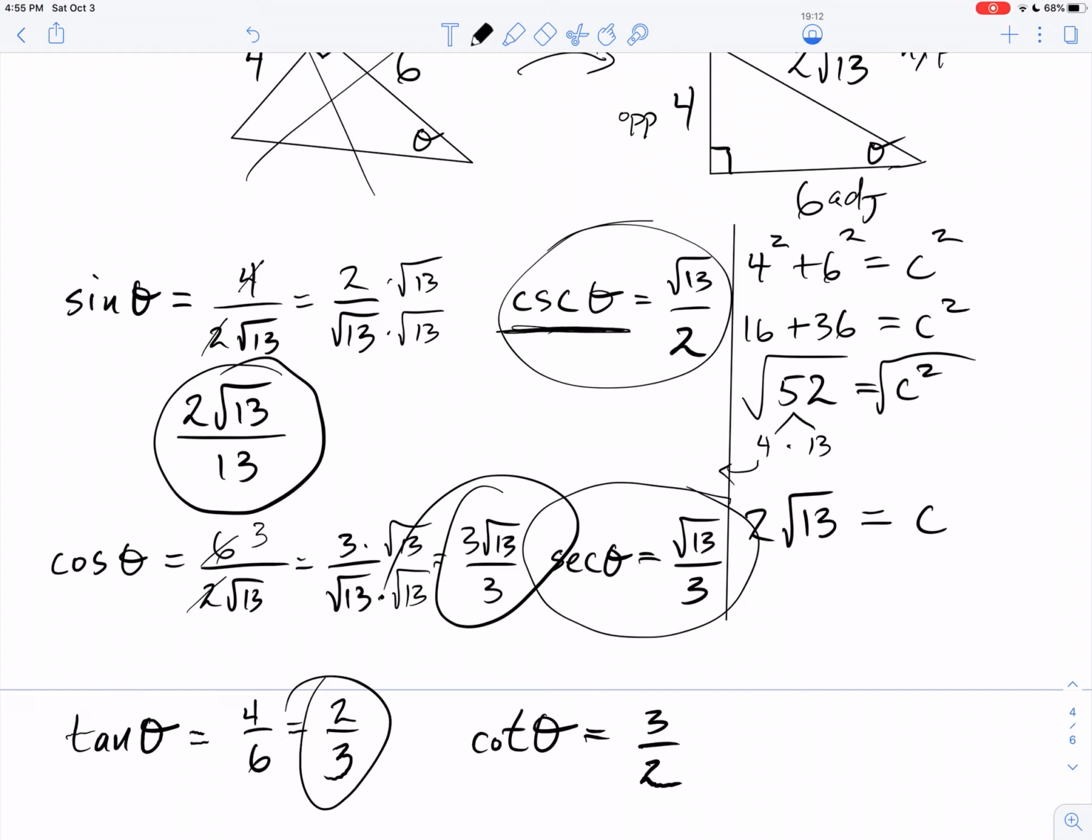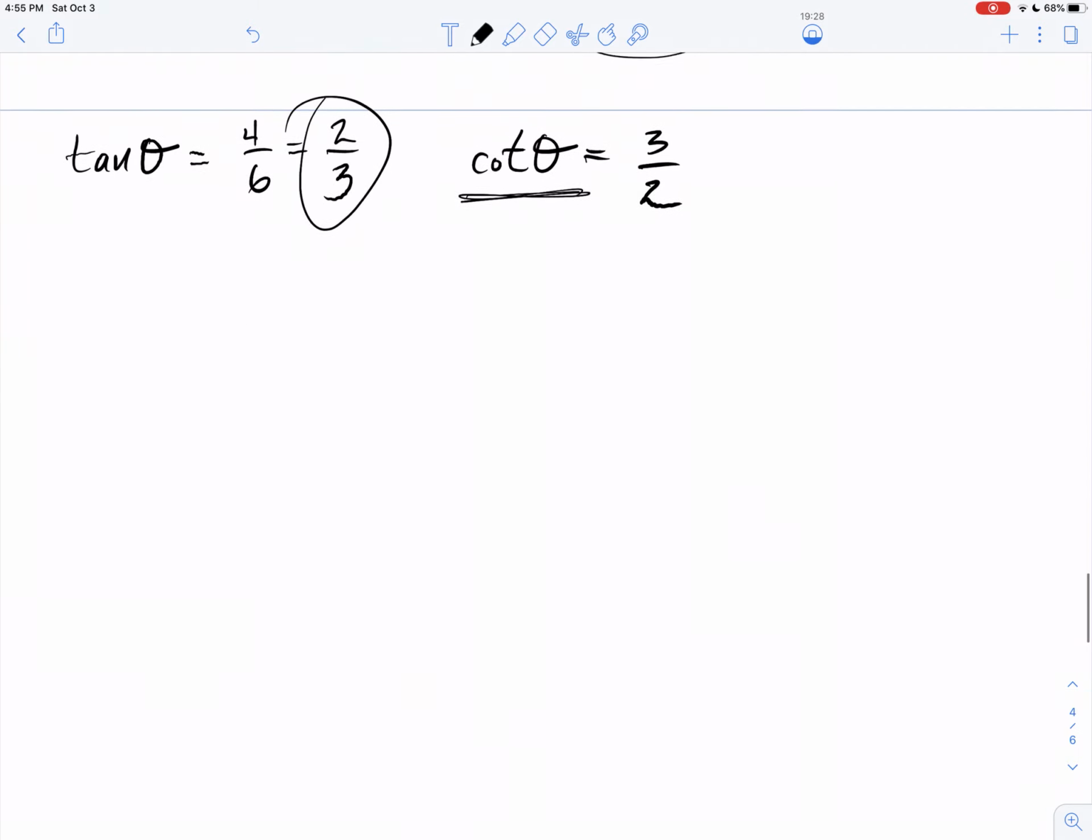Cosecant is the reciprocal of sine. Secant is the reciprocal of cosine. Cotangent's the reciprocal of tangent. They have specific names. Now, the thing is, the hardest part about doing this is when you run into radicals. So let's just do one more example where we got to do this.